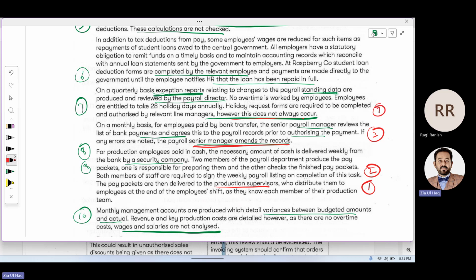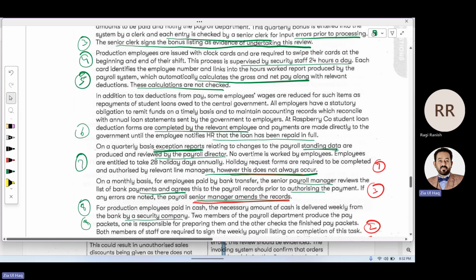There was an issue here as well. At Raspberry Company, student loan deduction forms are completed by the relevant employee and payments are made directly to the government until the employee notifies HR that the loan has been repaid in full. Now there is an issue: these calculations are not checked. It means the system produces payroll automatically, but there is no arithmetic check on the payroll. If there is no arithmetic check, any errors by the system while calculating the payroll will not be identified and corrected.